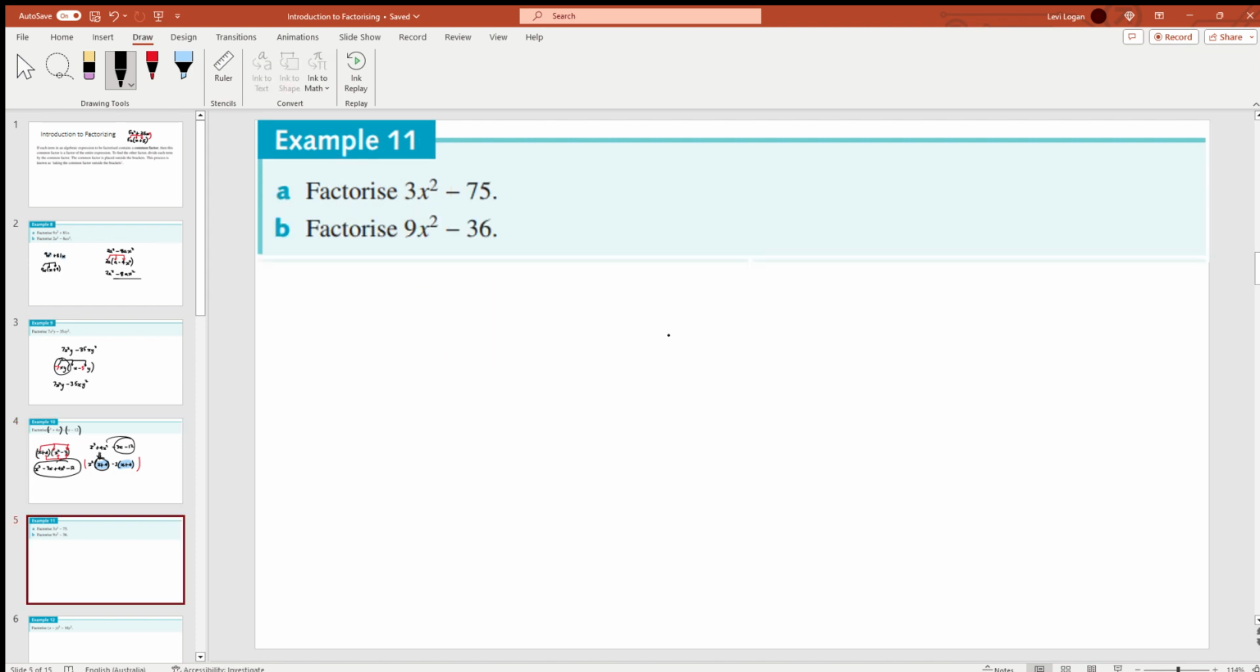Alright? Righto, so A and B, what we got here, this looks a bit funny. We want to factorize this and this. Now, at the start, we're looking at that and thinking, okay, how are we supposed to really factorize anything? We've got 3x squared minus 75. Is 75 divisible by 3? I don't think so. 75 divided by 3, I'm just going to double check. Oh, it is. So you can factor out a 3 if you want.